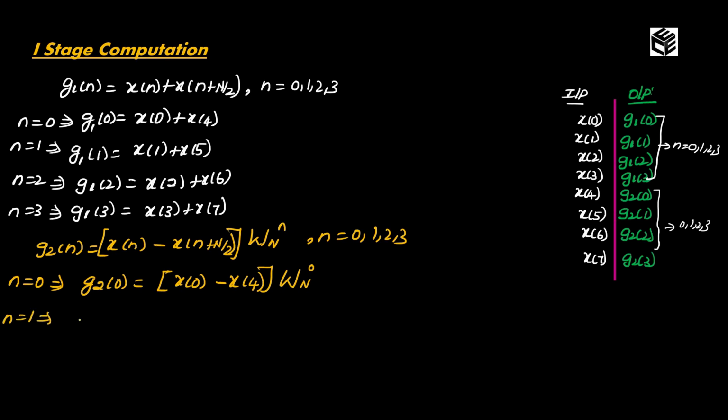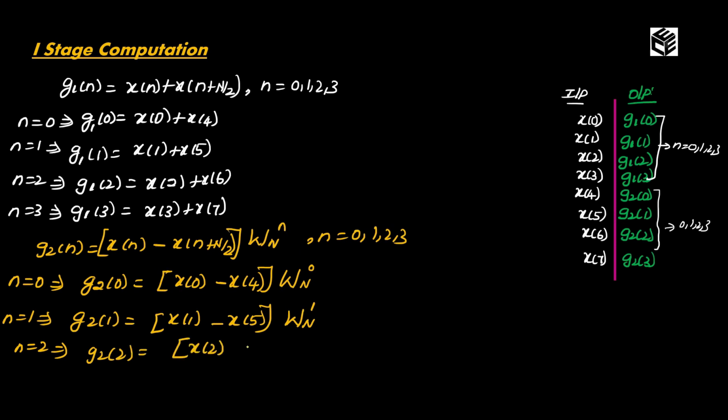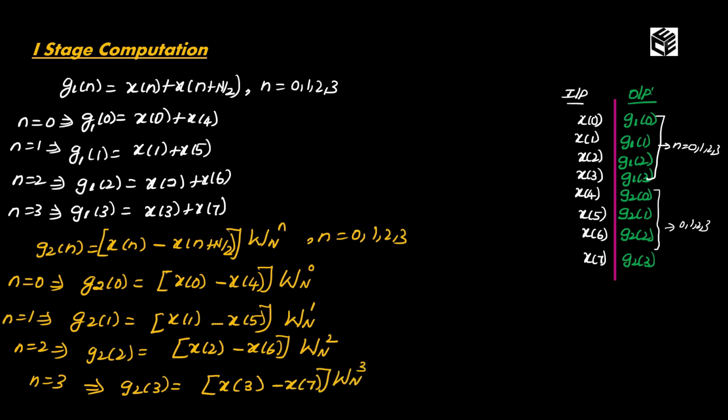If I apply n as 1, I will get g2 of 1 is equal to x of 1 minus x of 5 multiplied by W_N to the power 1. If I apply n as 2, g2 of 2 is equal to x of 2 minus x of 6, which is multiplied by W_N to the power 2. If I apply n as 3, I will get g2 of 3 is equal to x of 3 minus x of 7, which is multiplied by W_N to the power 3. So these are the expressions for the first stage of computation. Now let's move on to the second stage computation.